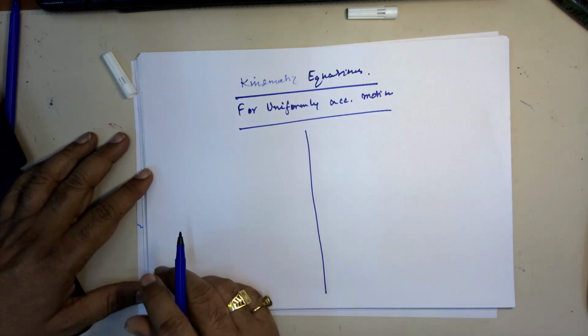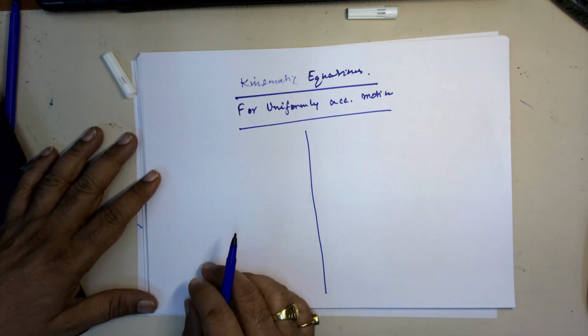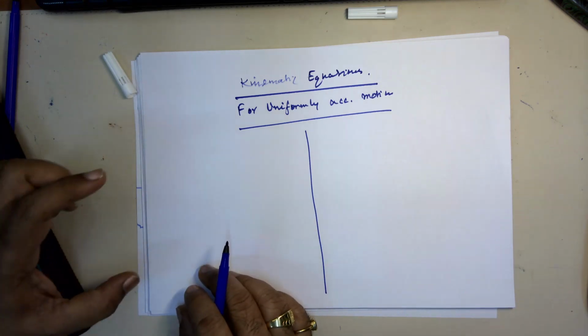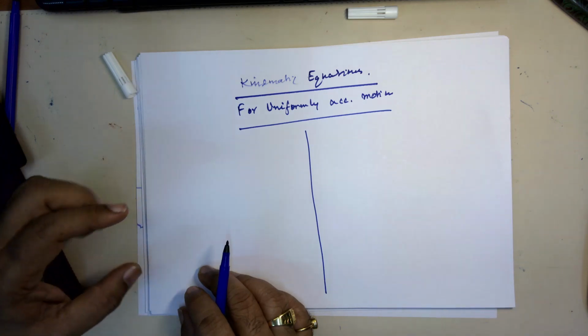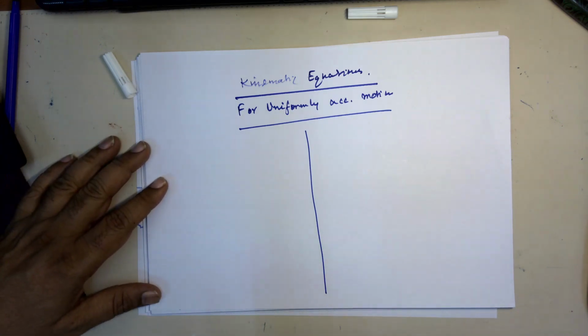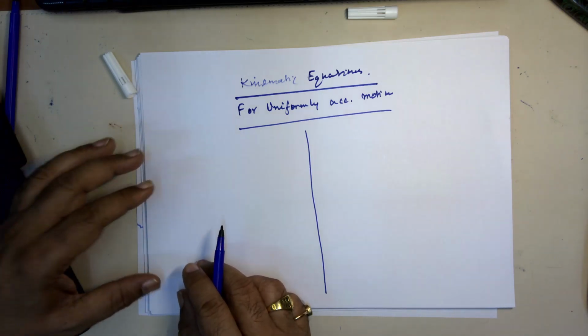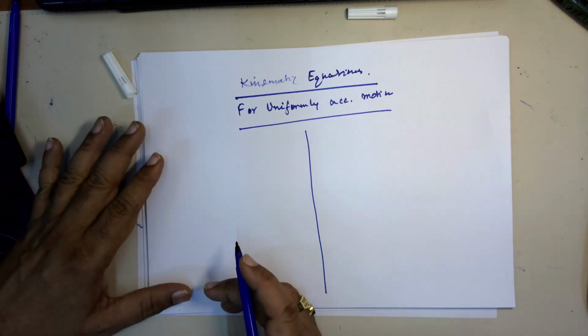If the change in velocity of an object in unit time is constant, then the object is said to be moving with a constant acceleration. And that motion is called uniformly accelerated motion.